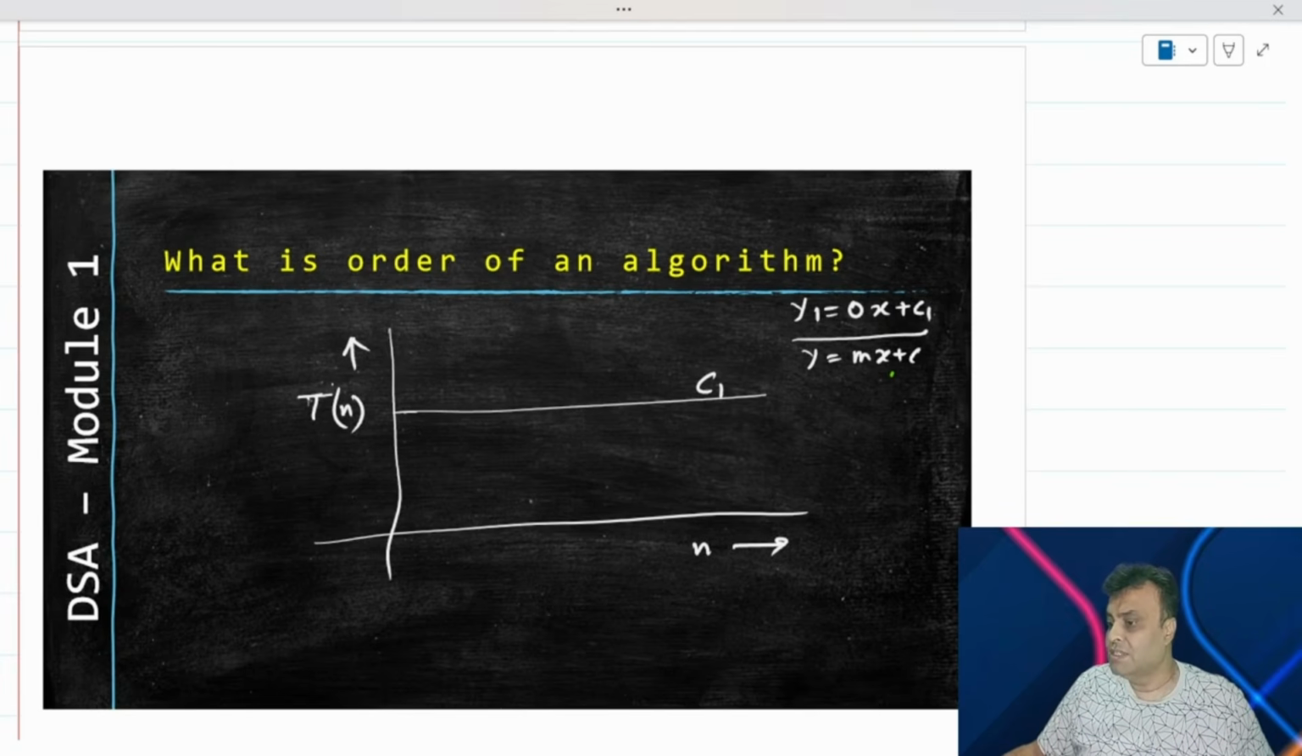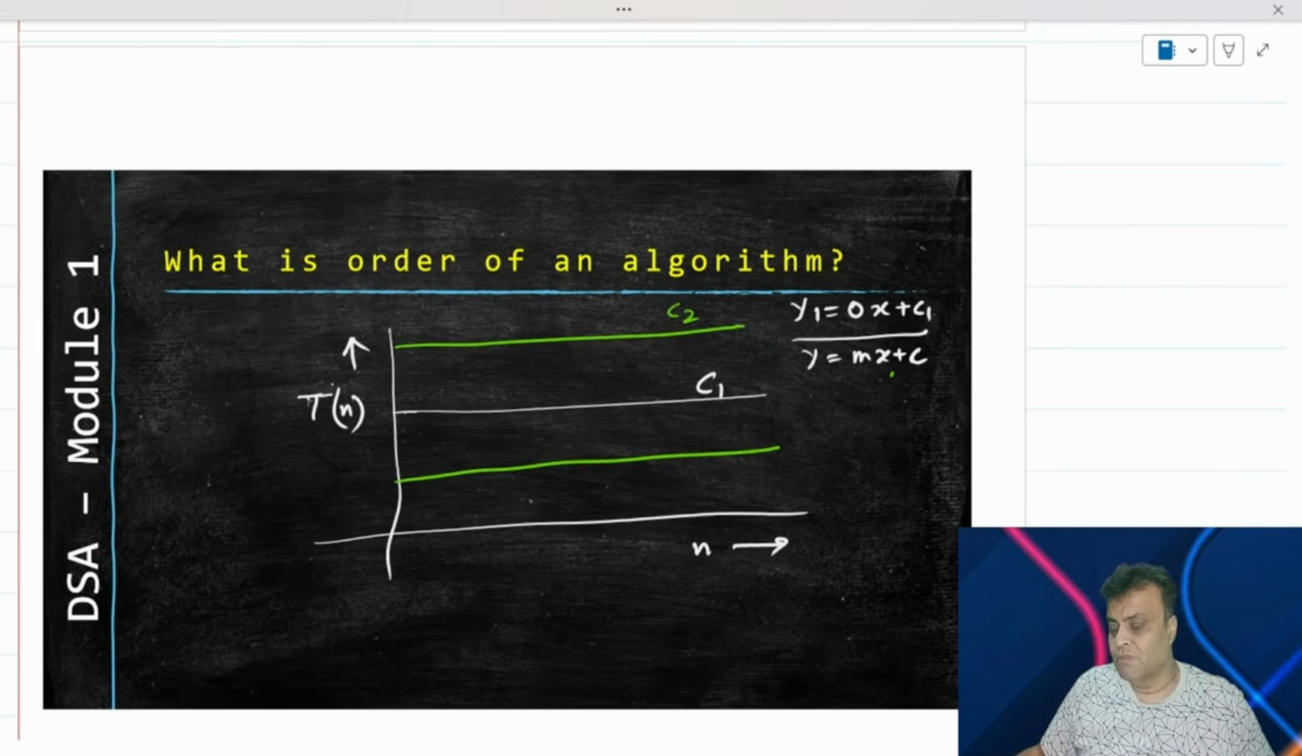But it still has an intercept, which is your C1. And that is what we have represented here. Now, can I say that I can have one more curve which looks like this, which is at a C2? Can I have one more curve which looks like this, which is at a C3? Then can I say we have y2 equal to 0x plus C2 and y3 is equal to 0x plus C3? We can say that, right?